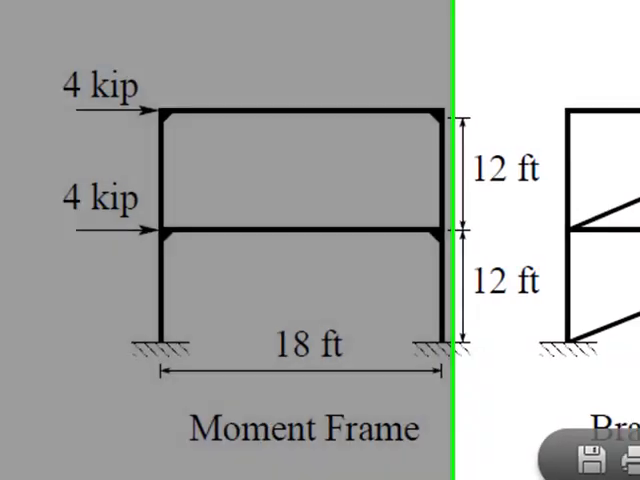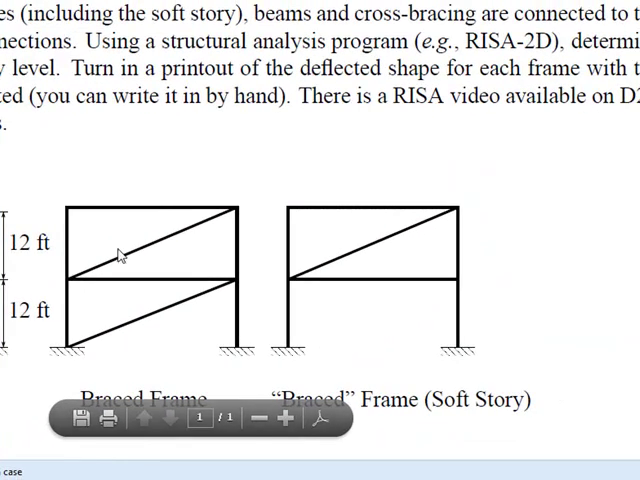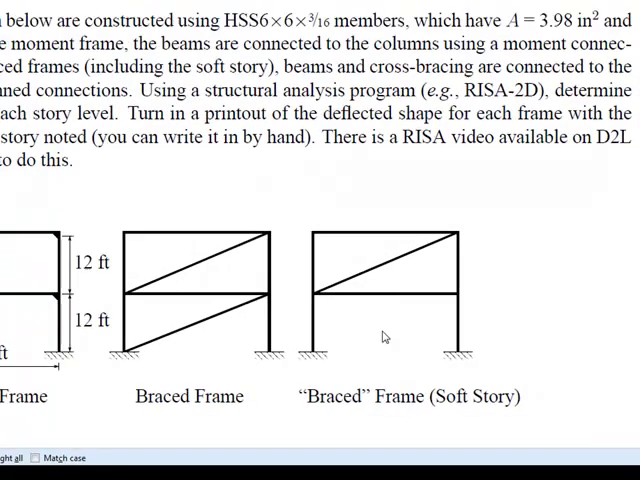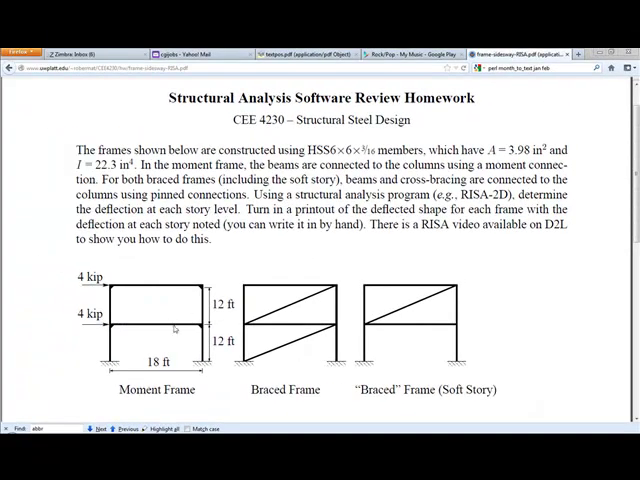We have a moment frame, a braced frame where both stories are braced, and this is kind of a braced frame. One story is braced, but because this one isn't braced at the base here, that's what's known as a soft story. And what we're going to do is put these into RISA and solve for the lateral deflection.